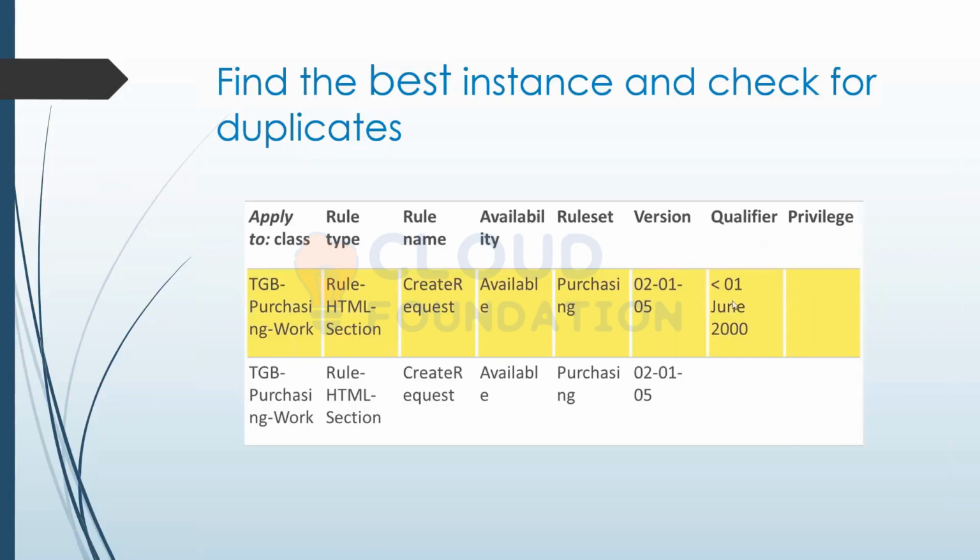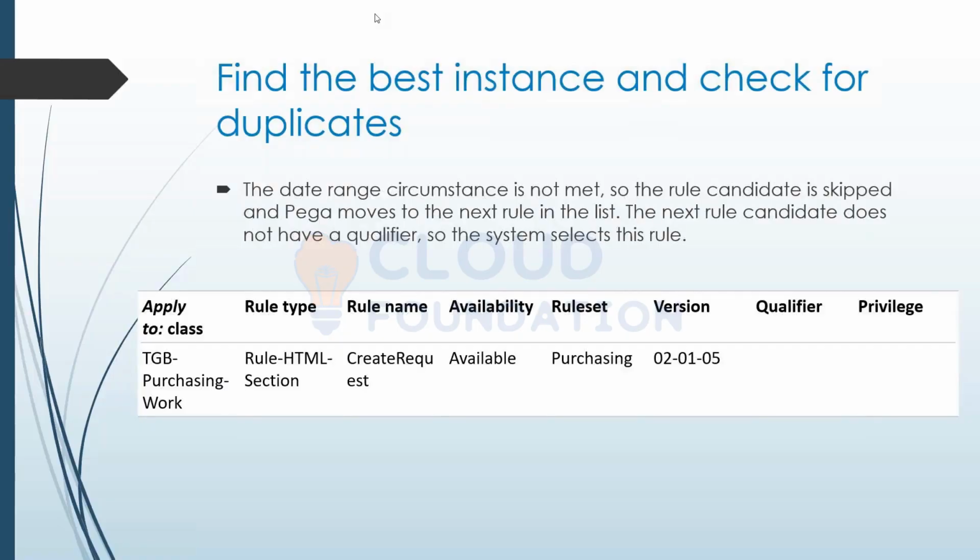Here there is one more qualifier, which is date less than 1st June. If that is the case, the highlighted one is picked. If not, that is also discarded. And then finally, if none of the others match my criteria, the system is going to consider the base rule. This is going to be my best instance now.